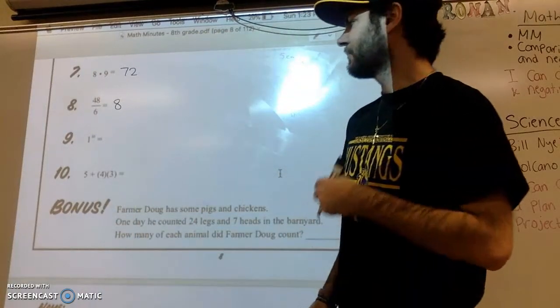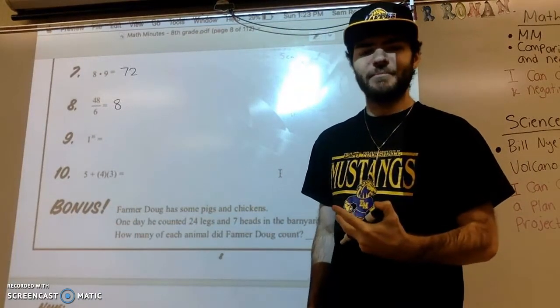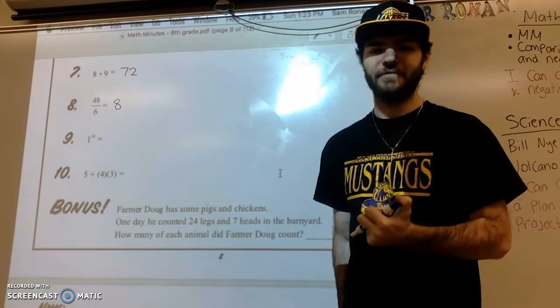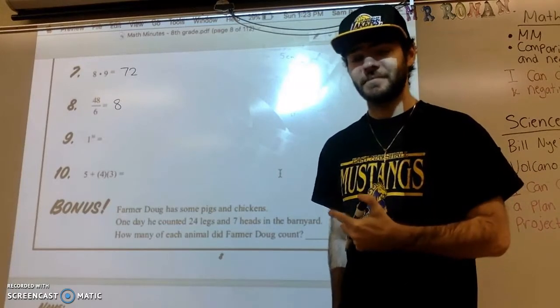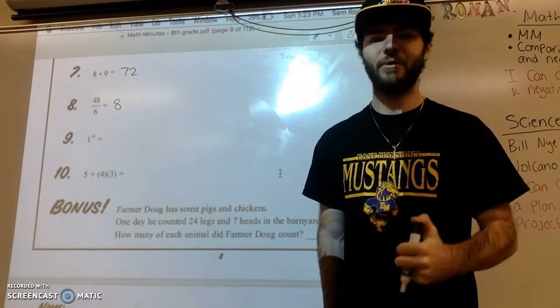Number 9, we have 1 with an exponent of 10, and you guys know it really doesn't matter how many times we multiply 1 by itself. It's always going to be 1. Doesn't matter if we have 1 with an exponent of 2. Doesn't matter if we have 1 with an exponent of a trillion. It's always going to be 1.